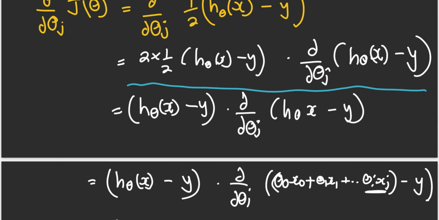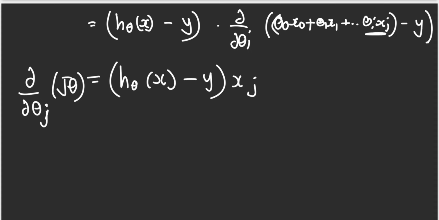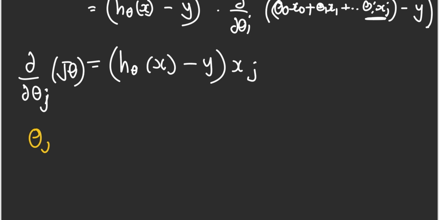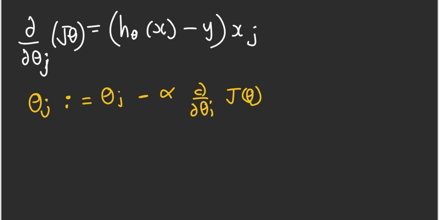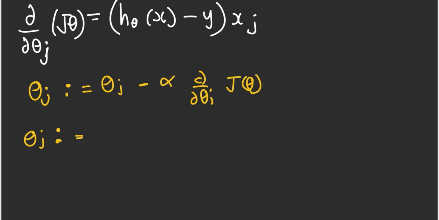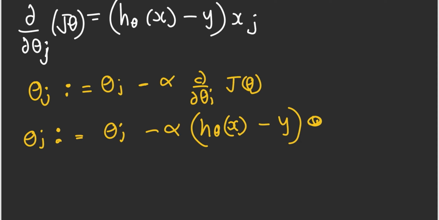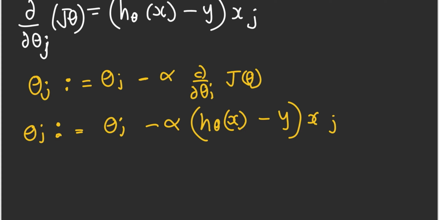But in this example, remember we said that theta j, the thing that you're going to update, the new updated value will be theta j minus alpha times the partial derivative of J of theta with respect to theta j. So theta j would be equal to theta j minus the small step that you're going to take opposite to the gradient that you have. And this is basically h theta of x minus y times xj.